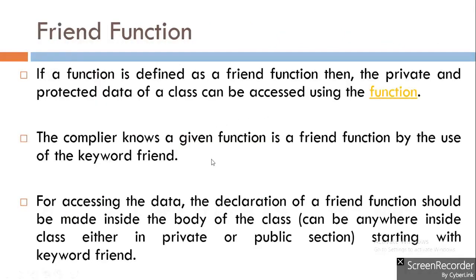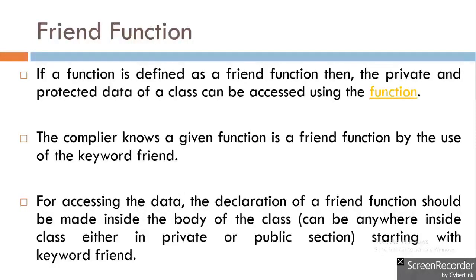Now our next topic is friend functions. If a function is defined as a friend function, then the private and protected data of a class can be accessed using the friend function. The compiler knows a given function is a friend function to that class by the use of a keyword friend. So friends, we can make our user defined function as a friend to a class.